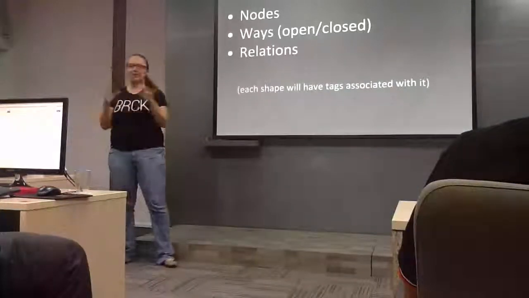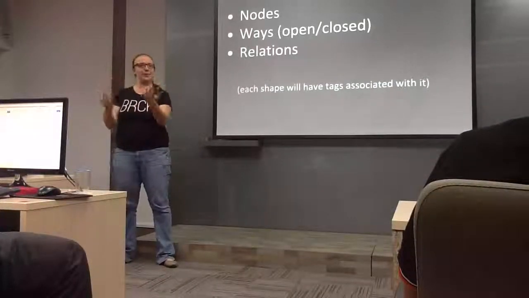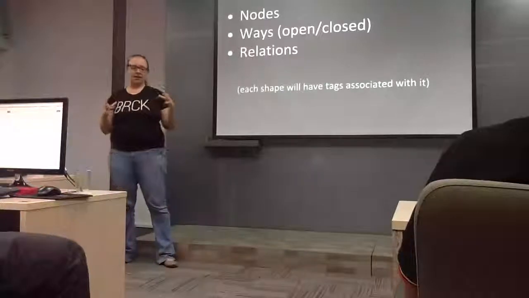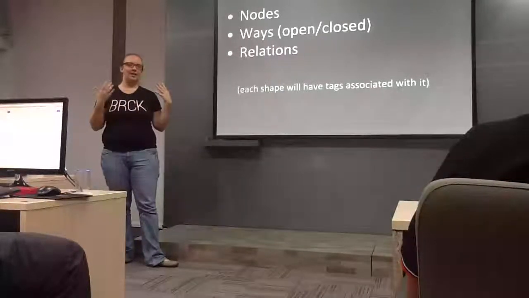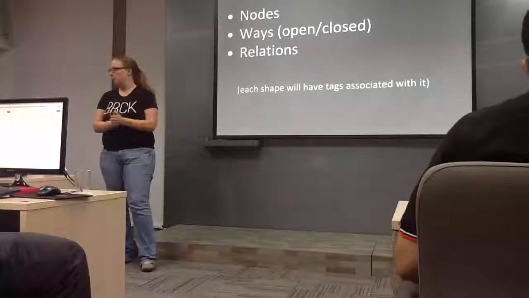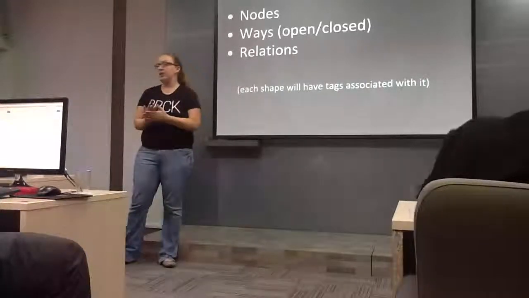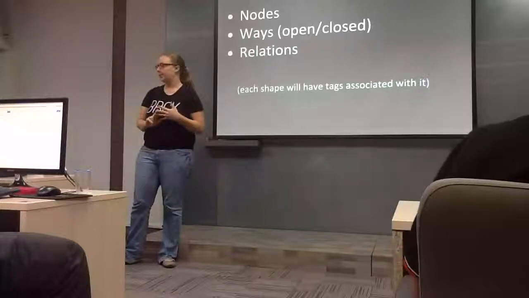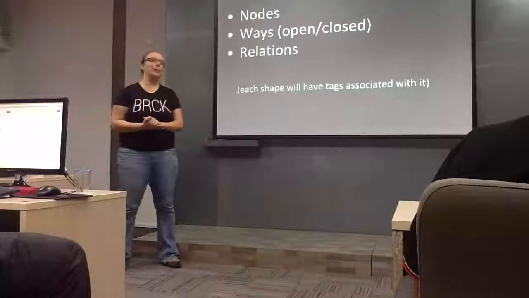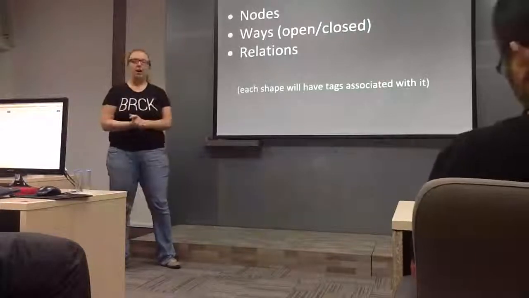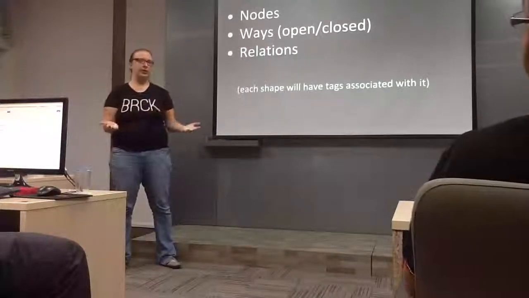So once you have that information, it's a map though, you need lines and shapes and points for the actual geography. So we use what's known as nodes, ways, and relations. So a node is just a point. So for example, a restaurant, a hospital, that sort of thing.